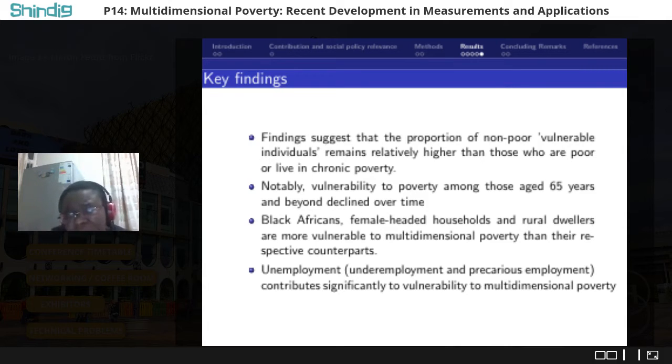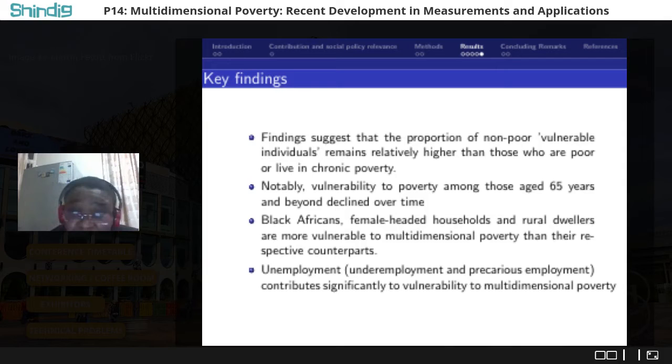So notably, vulnerability to poverty among those aged 65 years and beyond declined over time. That is, the rate at which those that are aged 65 years and above are vulnerable to poverty is lower than those younger ones. And you would agree with me, since unemployment contributes significantly to vulnerability to poverty, and those people aged 65 years and above, most of them are retired and not working, so we expect that vulnerability to poverty will be higher among people that are aged less than 65 years, as opposed to those that are above that age.